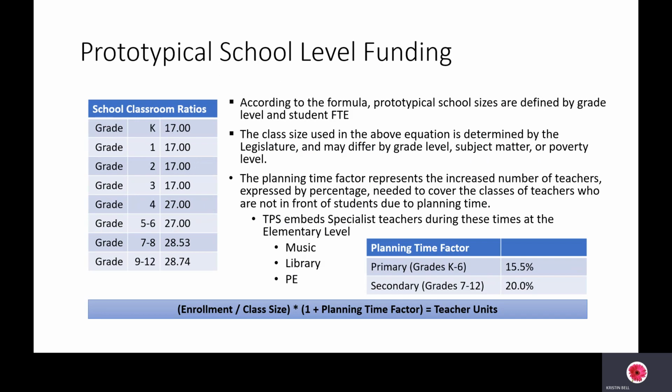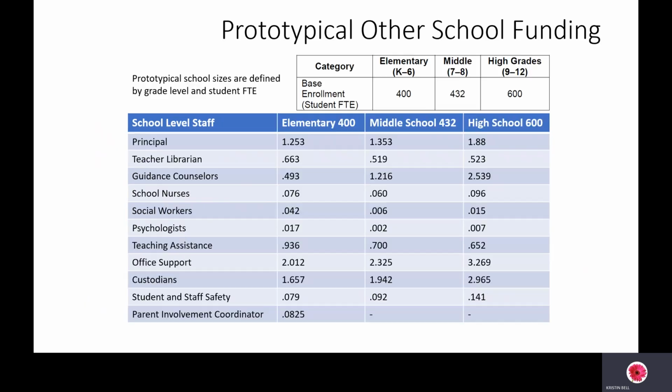Okay, so let me go back here. This is the classroom prototypical model or the school level. This one is the other school level. So these are the other types of positions I spoke of: your guidance counselors, nurses, psychologists, custodians, and so forth. So the prototypical model assumes a baseline of these student enrollment numbers. So for every 400 students at elementary, you're going to get 1.253 principal, 0.663 librarian, and so forth. And then at the middle school, for every 432 students, you get these allocations. And likewise for 600 students at the high school.